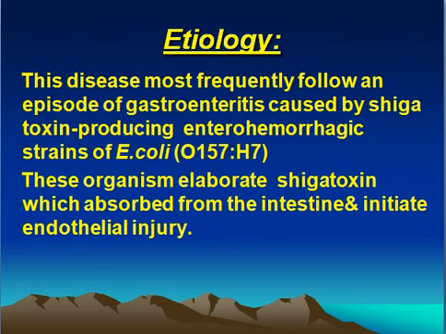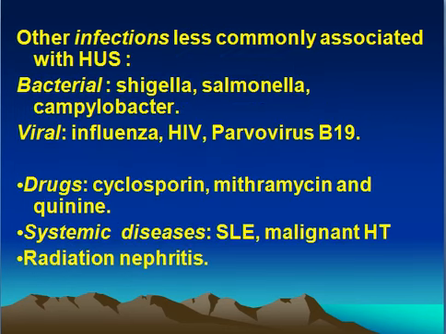Etiology: this disease most frequently follows an episode of gastroenteritis caused by a Shiga toxin producing enterohemorrhagic strain of Escherichia coli, O157:H7. These microorganisms elaborate Shiga toxin, which is absorbed from the intestine and initiates endothelial injury.